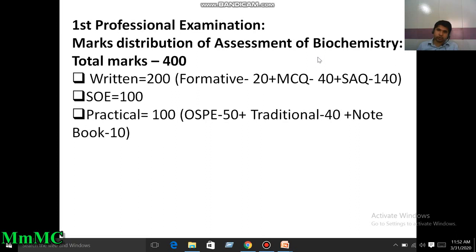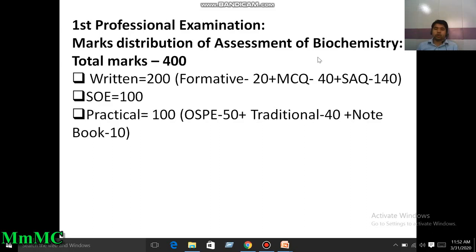Name the oxidoreductases and define oxidative phosphorylation. Short note about biological oxidation, oxidative phosphorylation, cyclic adenosine monophosphate, ATP, and redox potential.